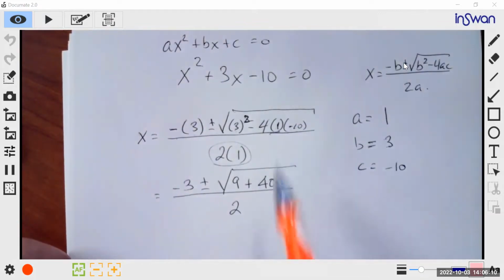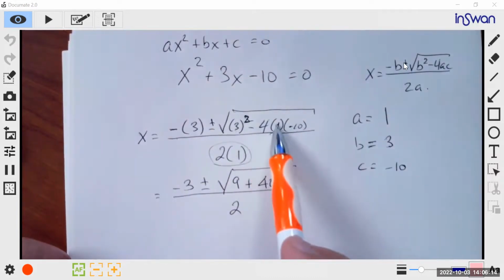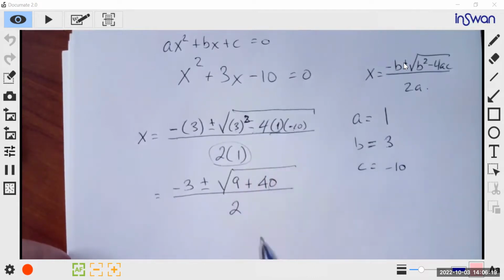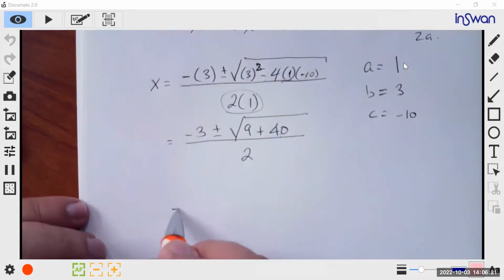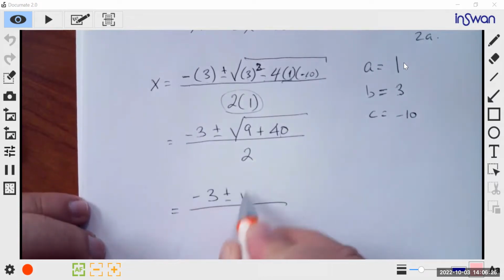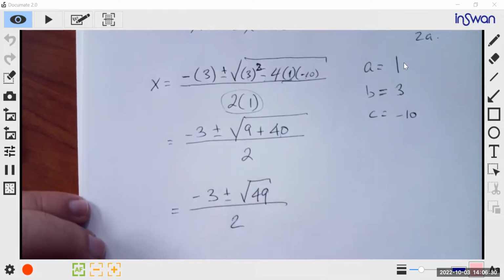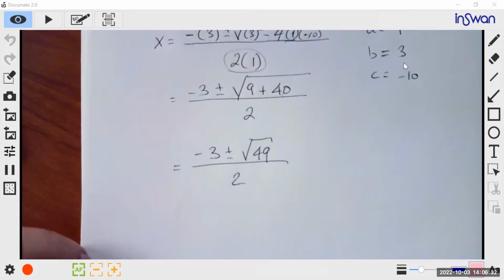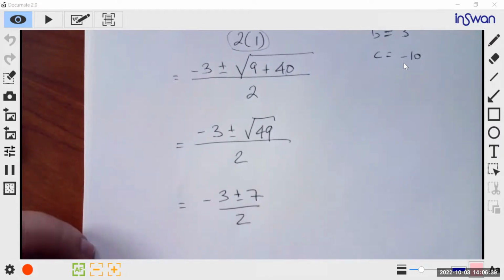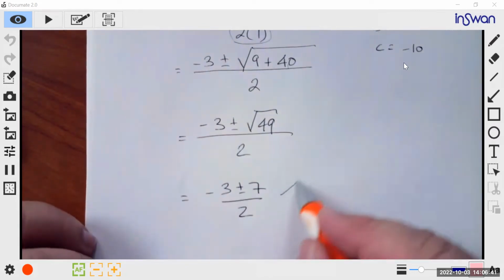Work it out. Do the math inside the radical. Negative 4 times 1 is negative 4. Negative 4 times negative 10, positive 40. Nine plus 40 is 49. Square root of 49 is what? Now we have our two answers.